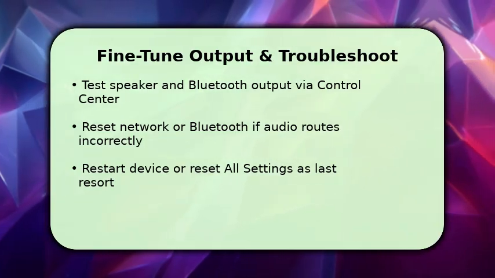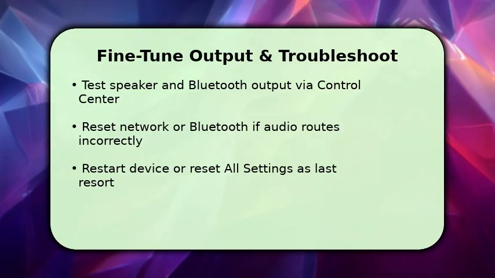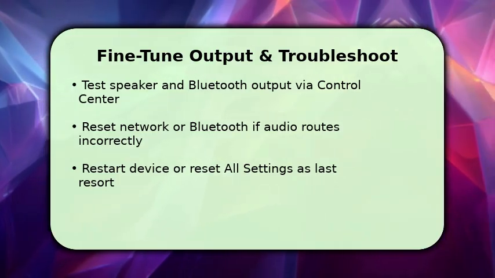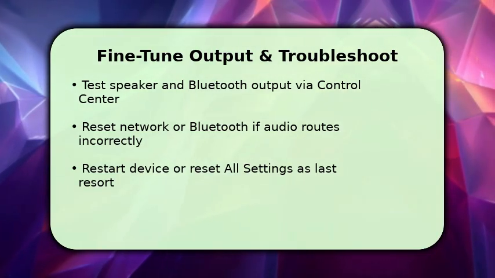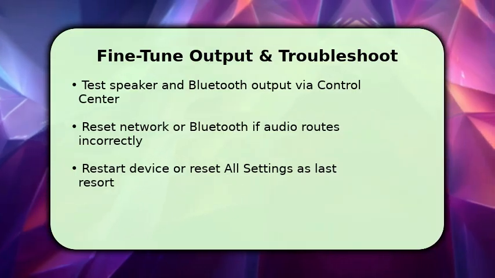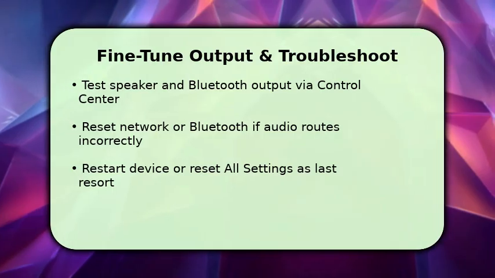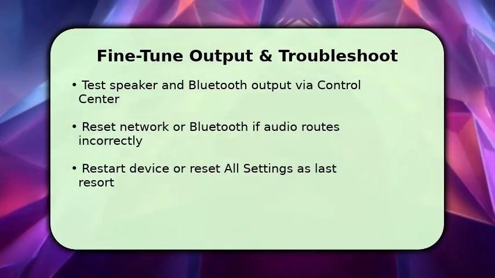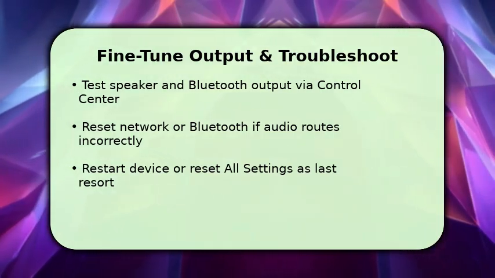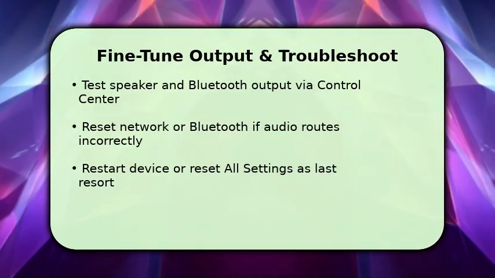If audio goes to the wrong device, turn Bluetooth off and on, or forget and repair the accessory to force a fresh connection. If problems persist, restart the iPhone. If that fails, reset all settings to restore sound defaults without erasing data. This often fixes persistent configuration errors.